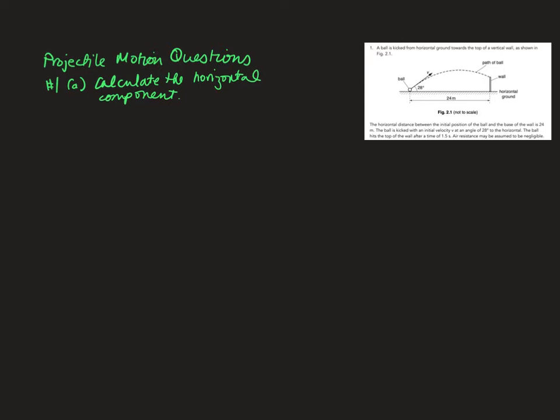Okay, so for this question, we've got a ball being kicked from the horizontal at an angle of 28 degrees. So that means that some of that velocity is going to be in the horizontal direction, and some of it is actually going to be raising the ball up into the air in the vertical direction.